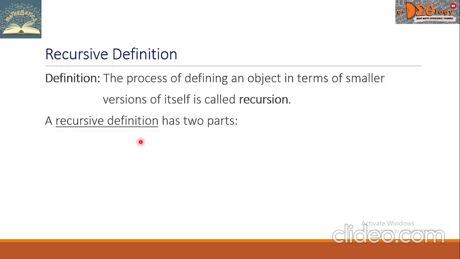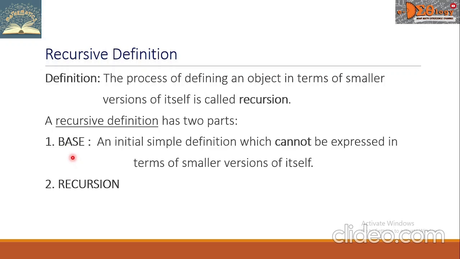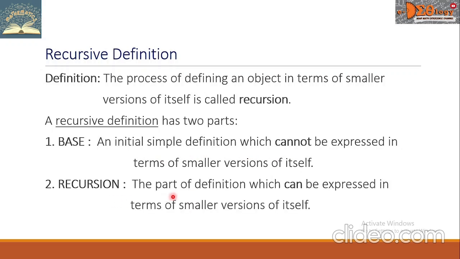A recursive definition has two parts. Number one is the base. Second part is recursion. The base is an initial simple definition which cannot be expressed in terms of smaller versions of itself. The recursion is the part of definition which can be expressed in terms of smaller versions of itself.